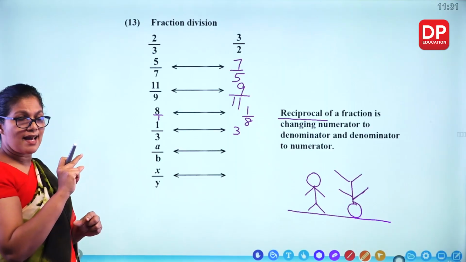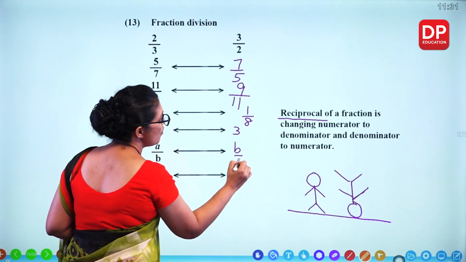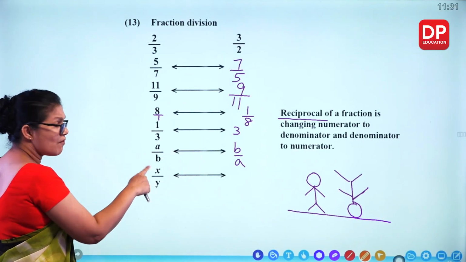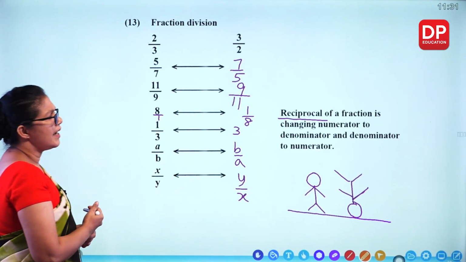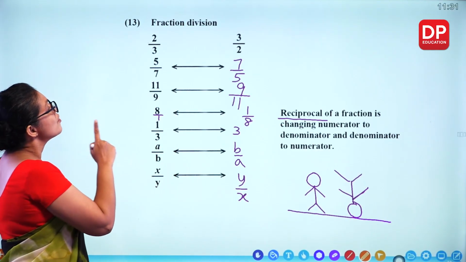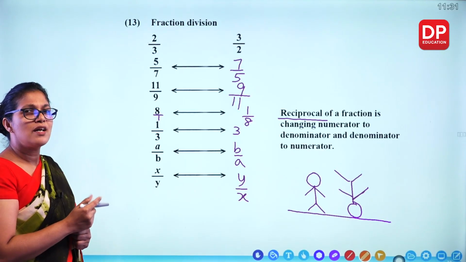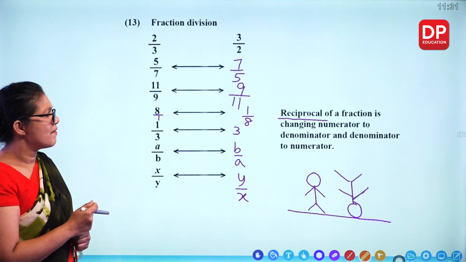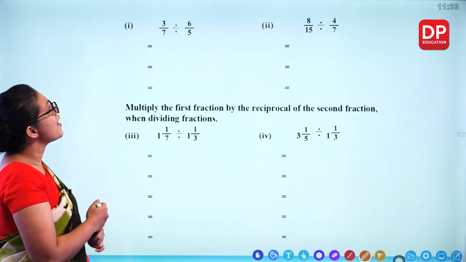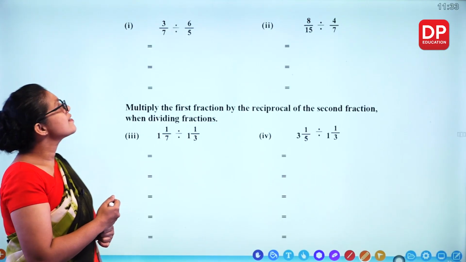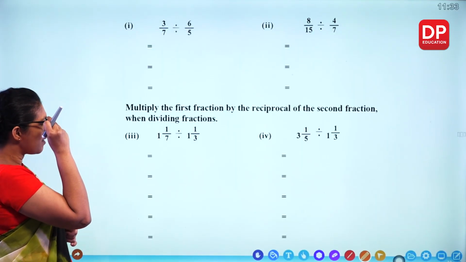When you get letters like this, A over B becomes B over A. X over Y becomes Y over X. So to do fraction division, you need to know about the reciprocal of a fraction. Now we need to divide these two fractions, 3 over 7 and 6 over 5. Before that, we'll take a small example.